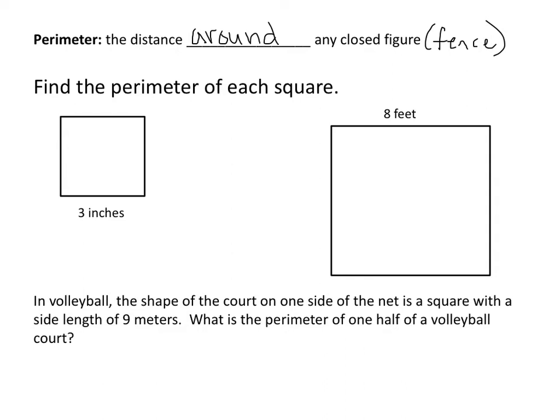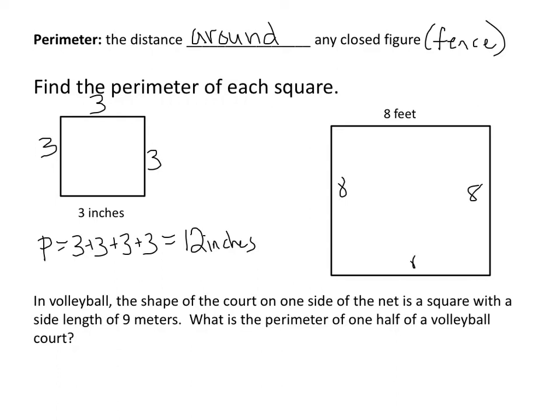Okay? So we want to find the perimeter of each square. If it's a square, we know that it's the same all the way around. So we have 3 inches, 3 inches, 3 inches, 3 inches. So we could say that the perimeter is 3 plus 3 plus 3 plus 3, which would be 12 inches. Okay, same thing when we look at our other one. If it's a square, we have 8 feet, 8, 8, and 8. 8 plus 8 plus 8 plus 8 would give us 32 feet.